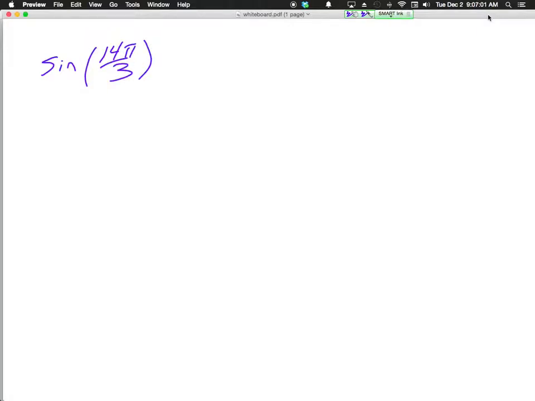Sine of 14 pi over 3. Try that one on your own. And then raise your hand if you're confident about your answer and you can explain the thought process.